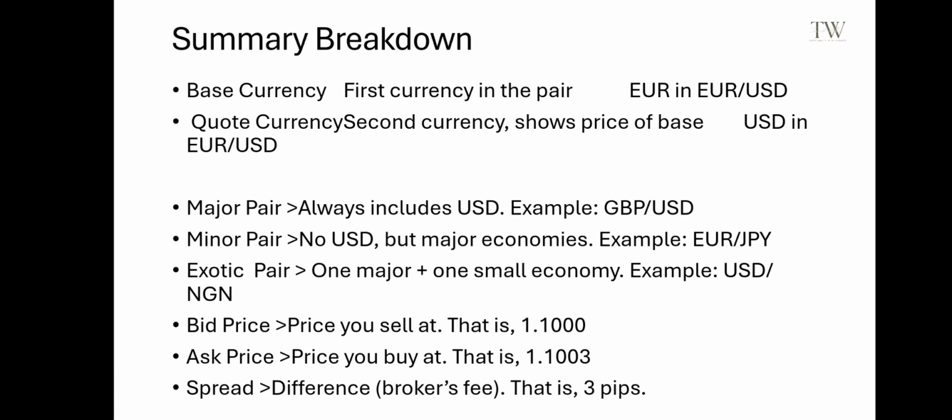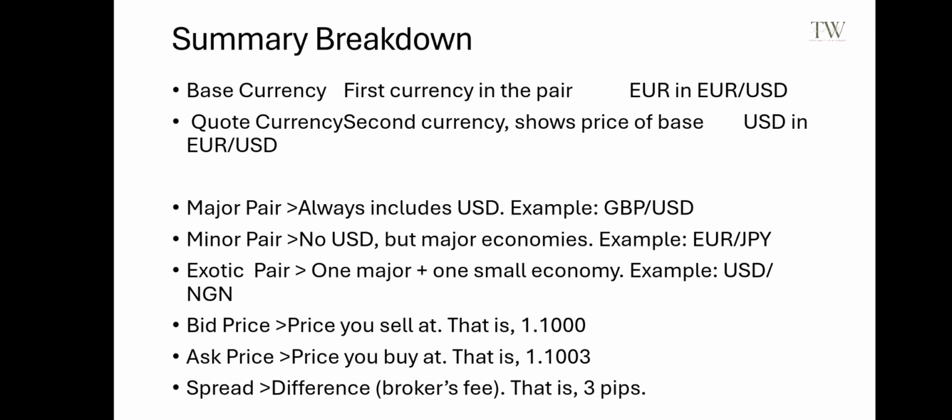We also have the exotic pairs. One currency is usually a major one, and one is from a smaller economy. So the exotic pair, like we said, usually involves one major currency and one currency from a smaller economy, just like the USD and the Nigerian Naira.